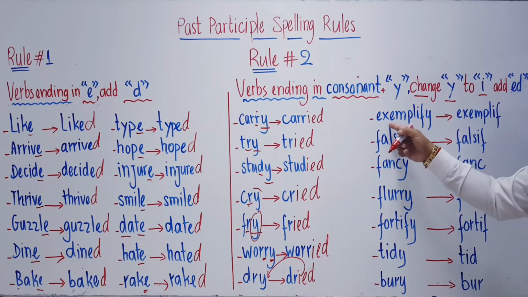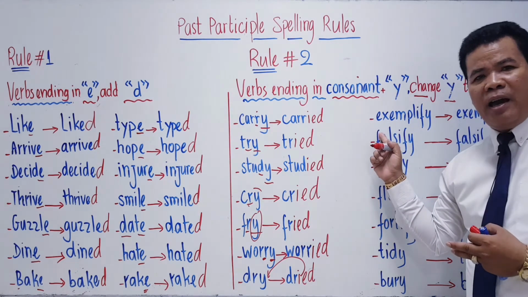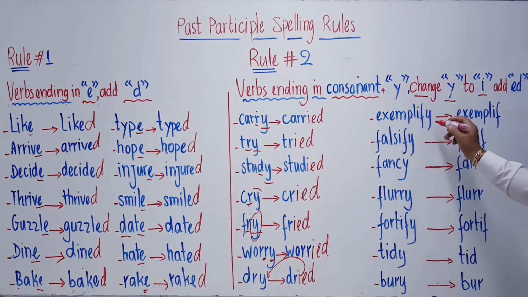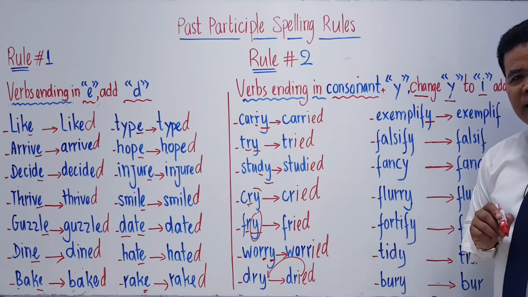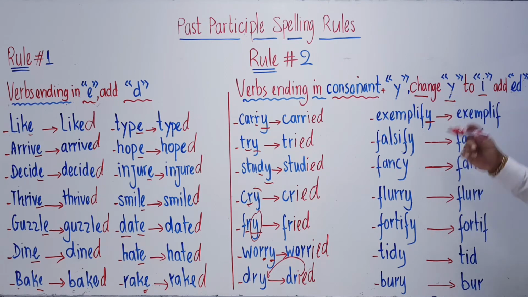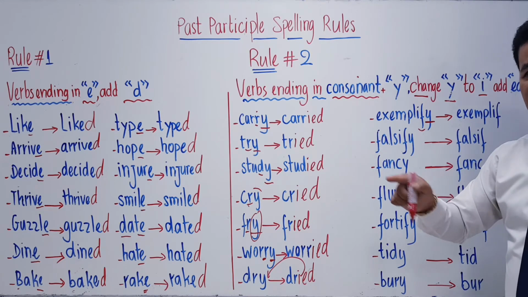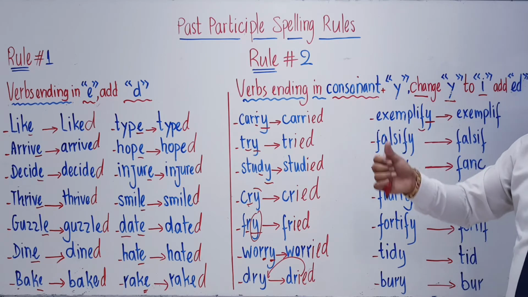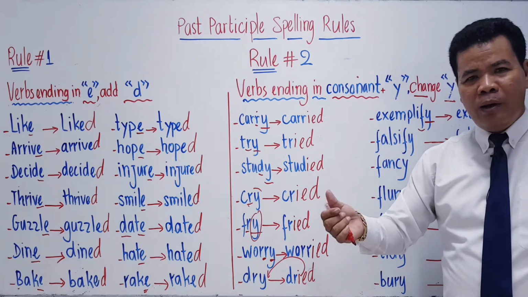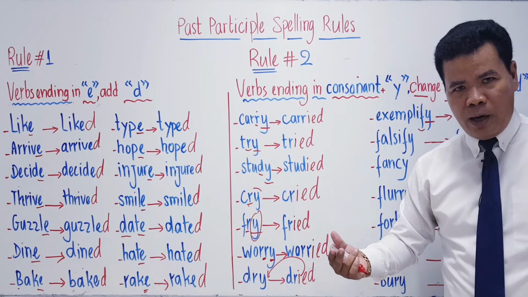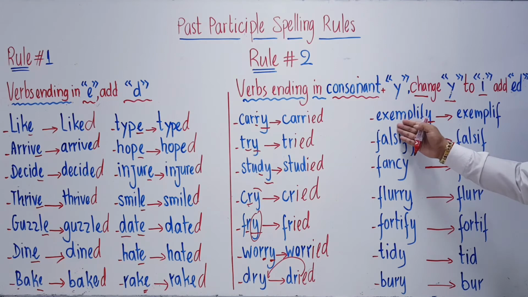Exemplify. Not exam. Exemplify. So exemplify, Y is at the end of the verb, and in front of Y we have got a consonant, F. F is one of the consonants. You understand? The vowels we have are I, E, A, O, U, and the rest of that must be called a consonant. Okay? So exemplify.